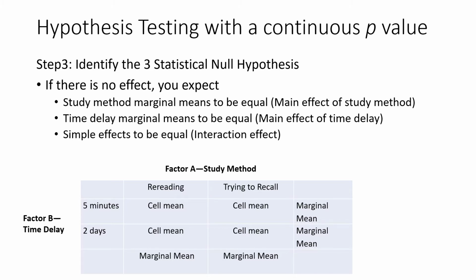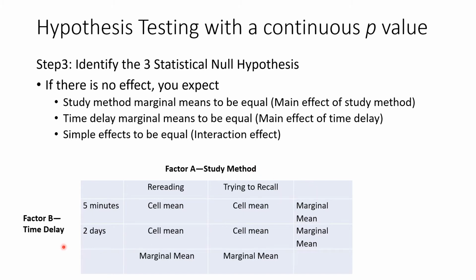The next step is to identify the statistical null hypothesis, and in this case you're going to have 3 different null hypotheses because you have 3 different tests coming through. You have a study method null hypothesis, you have a time delay null hypothesis, and then you have an interaction null hypothesis. The study method null hypothesis is that the marginal means are going to be equal. Again, if the marginal means are equal, they're going to generate no variability between them, and the numerator of the F and the denominator of the F will be about the same value, so you'll get something close to 1.